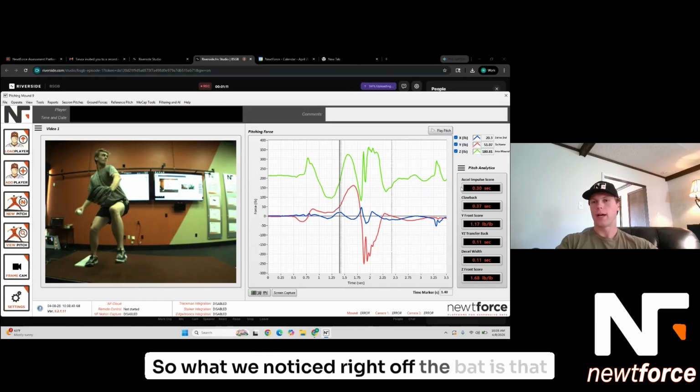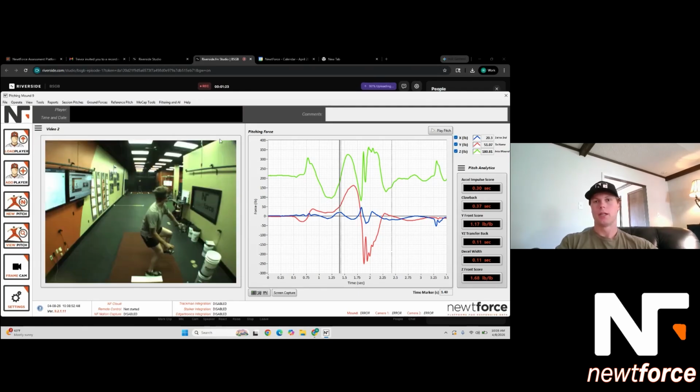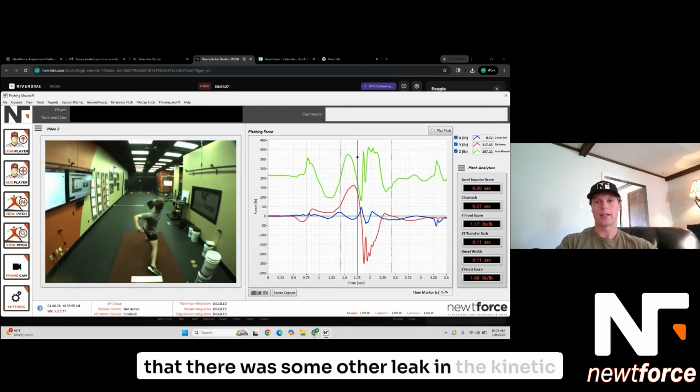So what we noticed right off the bat is that ACL impulse score, like I said, player velo, all the back leg forces were above average for his level. So that told us that his back leg load was already really good. He was producing a ton of force coming down the mound, so there was some other leak in the kinetic chain.